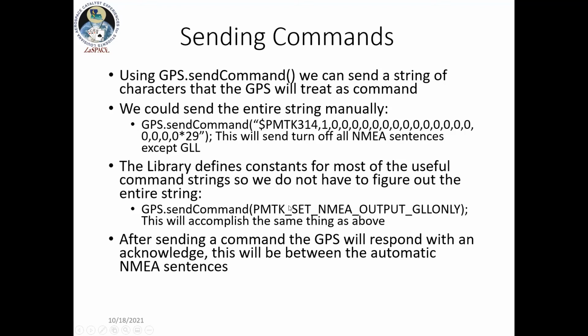So this constant here is the same thing as this entire string here. It sets the NMEA output to be GLL only, right? It's a lot easier to say, okay, I need GLL only, rather than trying to figure out what all the individual values are and then what checksum you need. In general, this is going to be the way you send commands to the GPS. You'll use these constants that are defined in the library.